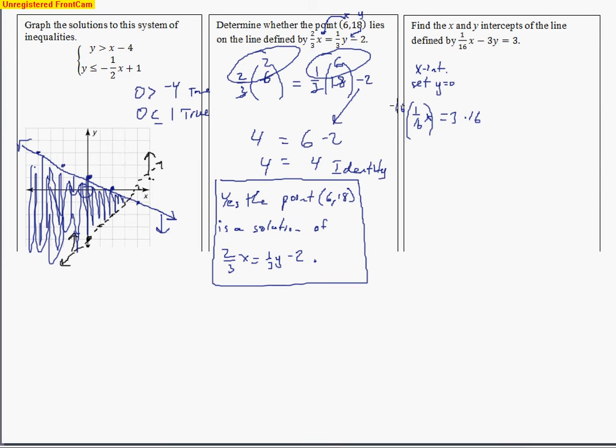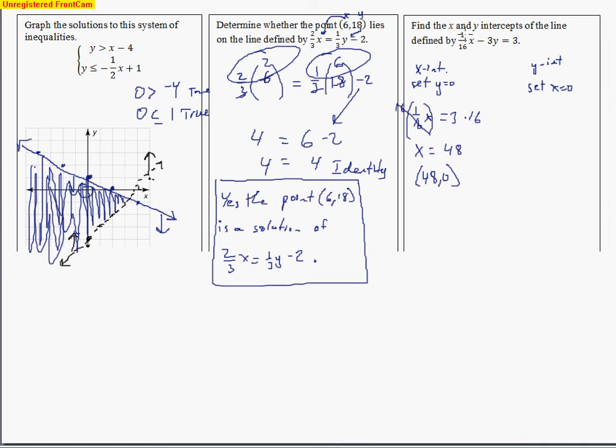And you'll see how those 16s cancel, leaving me with x. 3 times 16 gives us 48. So the x-intercept is 48, 0. So the x-intercept is when y is 0, and that's what we get. So for the y-intercept, I'm going to do the same thing, except this time we'll set x equal to 0.